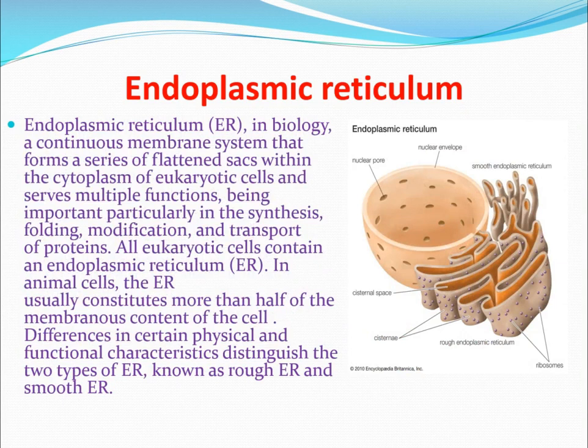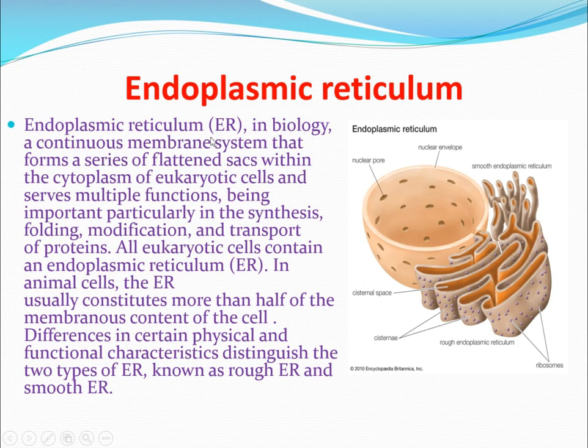So it is the endoplasmic reticulum. It is also a very important structure of the cell, so let's discuss it. The endoplasmic reticulum, in biology, is a continuous membrane system that forms a series of flattened sacs within the cytoplasm of the eukaryotic cell. It serves multiple functions, particularly in the synthesis, folding, modification, and transport of proteins.